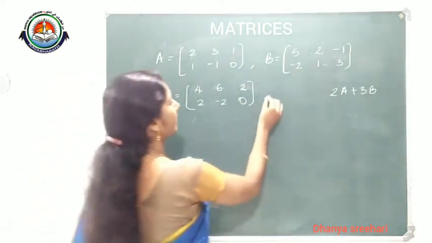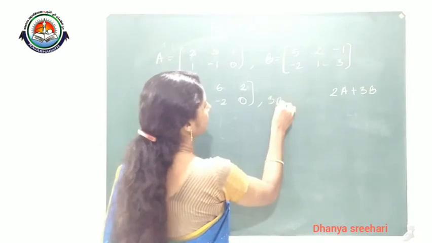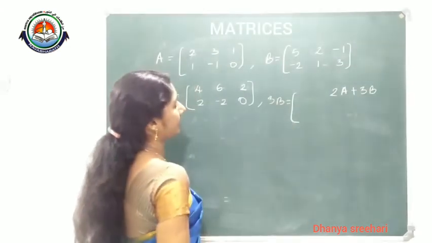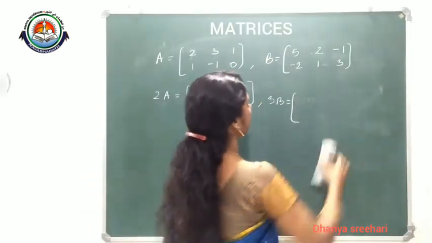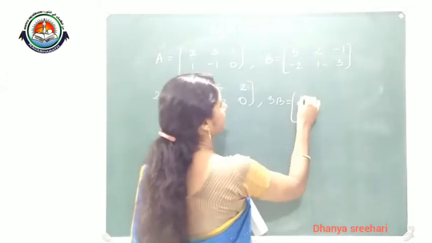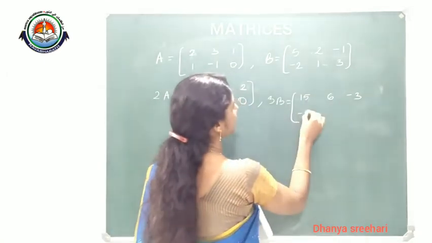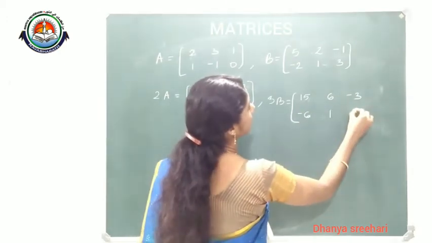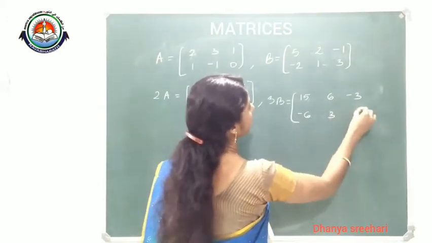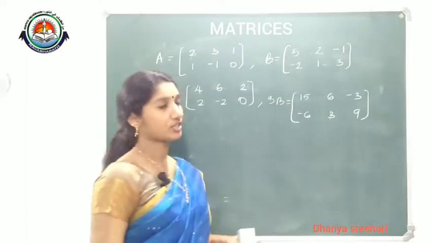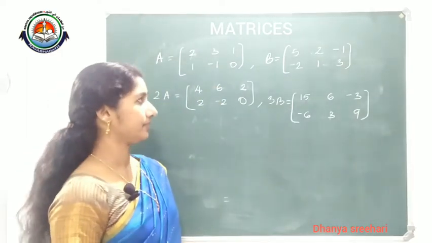Okay. Then what is 3B? 3B is equal to matrix 3 into each element. 3 5s are 15, 2 3s are 6, minus 3, minus 6, 1 into 3 is 3, 3 3s are 9. Each element we multiplied by 3.